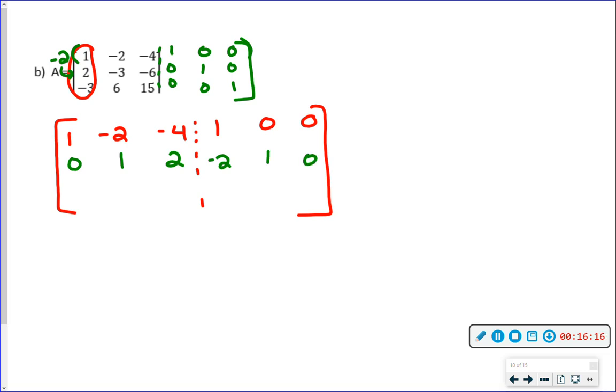Okay. We're on to that -3. So of course, I'm just going to change this to 3. 3 times 1, 3, plus a -3. 3 times -2, -6, plus 6. 3 times -4, -12, plus 15. 3 times 1, 3, plus 0. 3 times 0, 0, plus 0. 3 times 0, 0, plus 1.